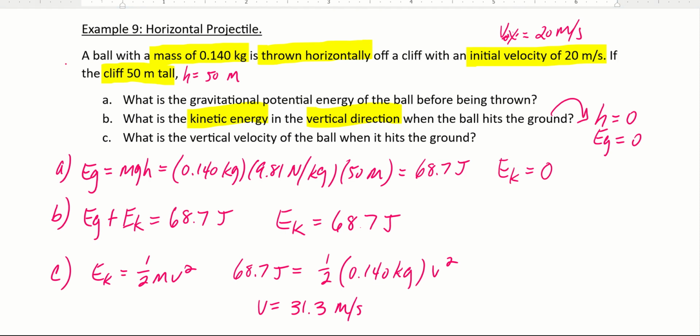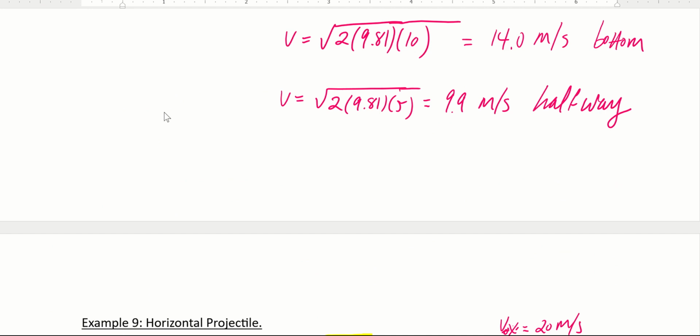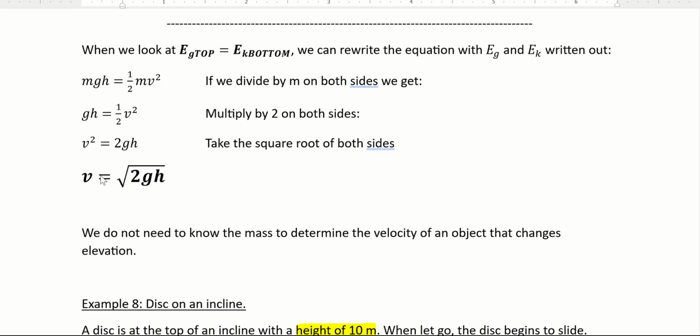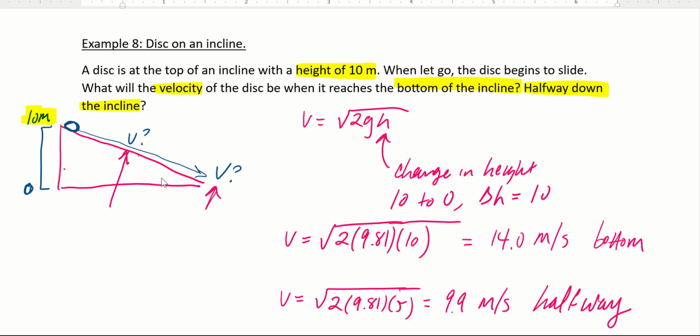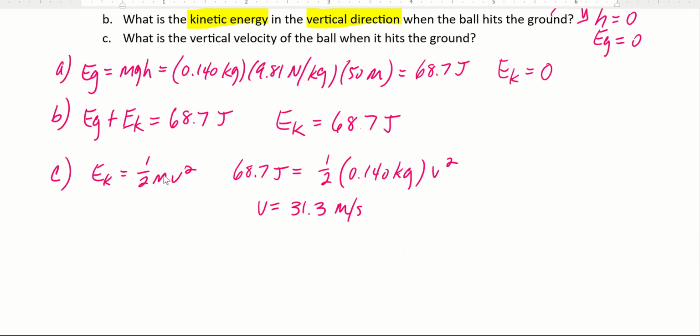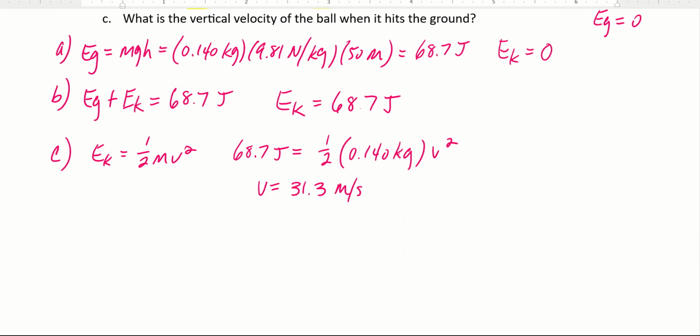Another thing I can do is I can use the formula from above. V equals square root of 2gh. So if we do V equals the square root of 2 times 9.81 times 50 meters, if you put that in your calculator, you're also going to get 31.3 meters per second.